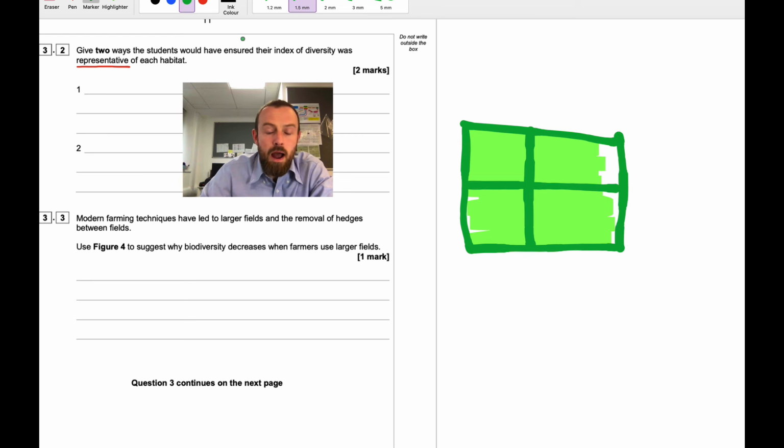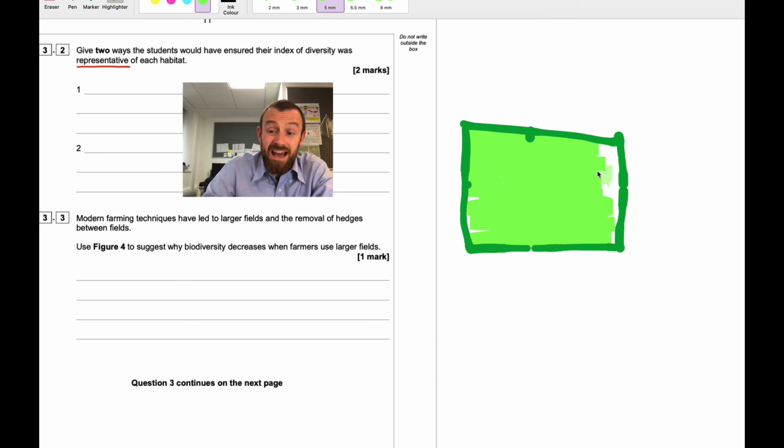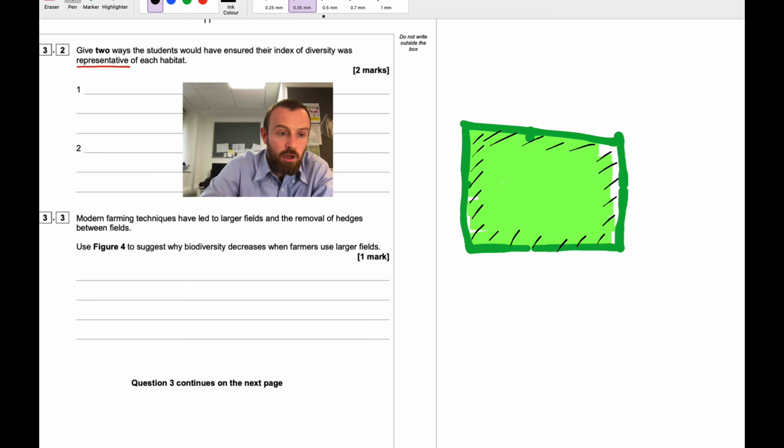Okay, what happens if we remove some of these hedges? Well, if I remove this hedge here and then this hedge here, now I have a lot less hedge. I've got a lot less hedge, and I've also got a lot less edge. Because the bar chart above says that the edge regions close to the hedges are also sites of high biodiversity, so we're losing that as well. So that's going to reduce biodiversity quite a lot.